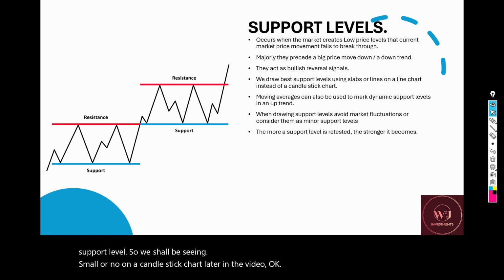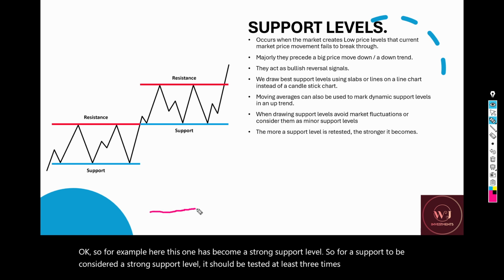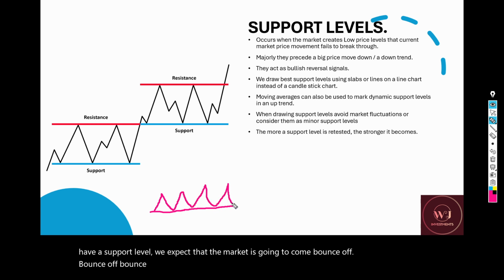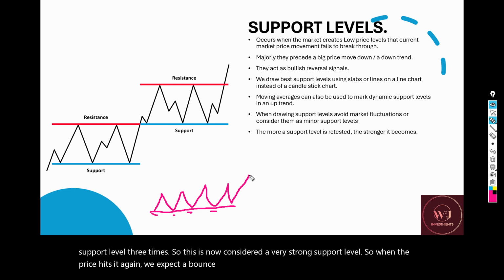So the more a support level is retested, the stronger it becomes, okay? So for example, here, this one has become a strong support level. So for a support to be considered a strong support level, it should be tested at least 3 times. So for example, if here you have a support level, we expect that the market is going to come, bounce off, bounce off, bounce off, and then bounce off. So you can see that the market has tested this support level 3 times. So this is now considered a very strong support level. So when the price hits it again, we expect a bounce off, and even here we expect a bounce off. Okay, so the more a support level is tested, the stronger it becomes.